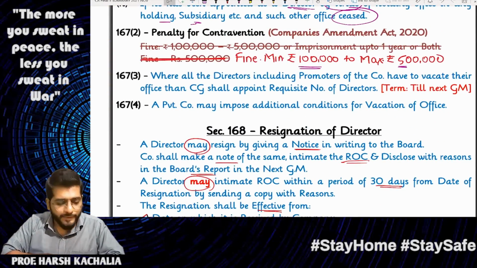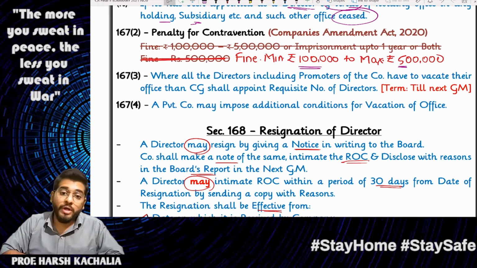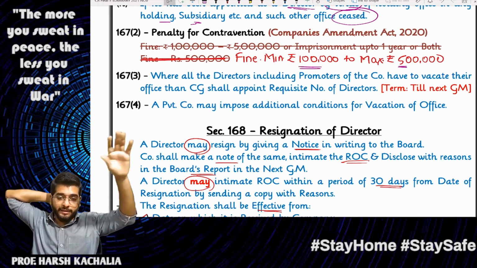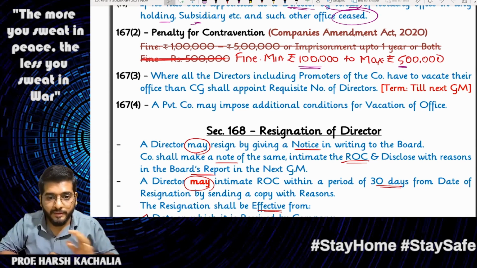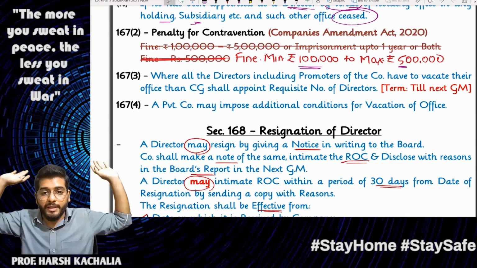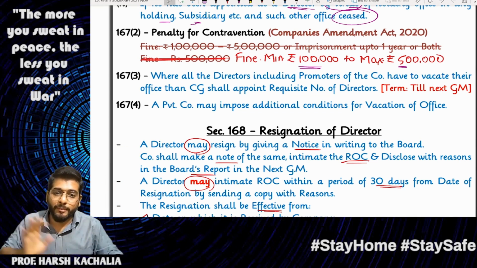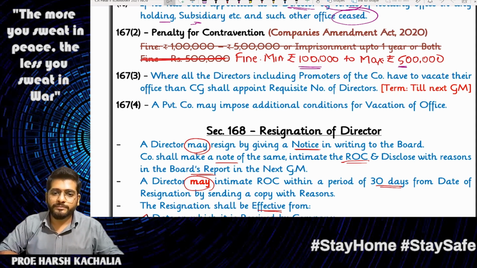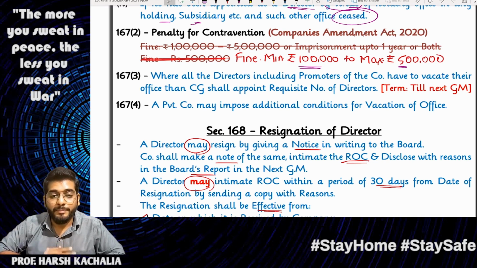Yes. Subsection 3. If all the directors of the company, somebody A is attracted, somebody B is attracted, somebody C is attracted, somebody D is attracted, everybody has to vacate the office, including promoters, full management empty. Now what to do? Full management empty. Now what to do? Now nothing to do. Now what you will do? Pray. Pray that somebody should be there to save you.